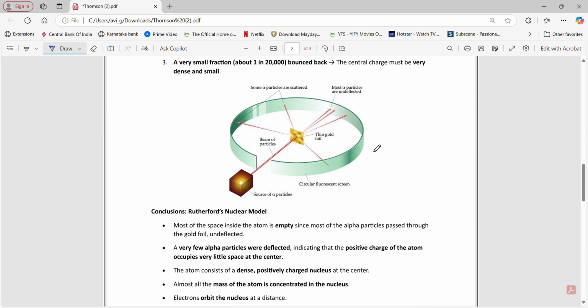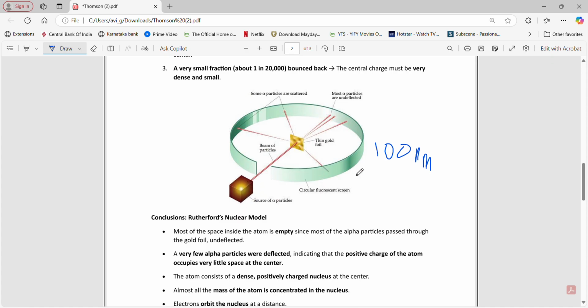As you can see, this was the experimental setup for this gold foil experiment. There was a thin gold foil of 100 nanometer, and this was the source of the alpha particle. These alpha particles, as you know, helium has 2 electrons. If you ionize the helium atom by removing 2 electrons, then we get the helium nuclei or the He2 plus ions, which is also known as the alpha particle.